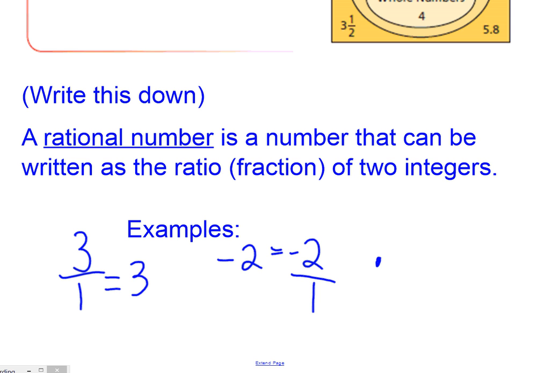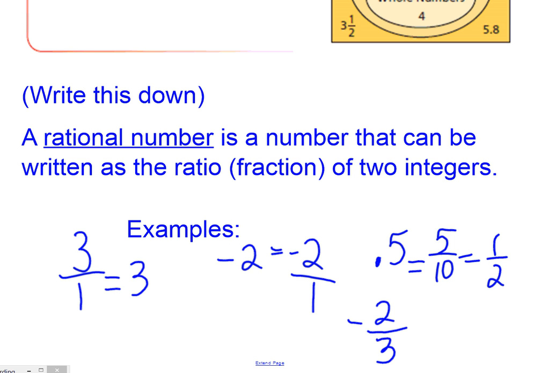0.5 can be written as 5/10, which reduces to 1/2. That's a fraction. Negative 2/3 is also a rational number. So any number that can be written as a ratio of any two integers is a rational number. Now, rational numbers can also be decimals, which we'll talk about in just a moment. Pause if you need more time to finish copying down the definition and these examples.